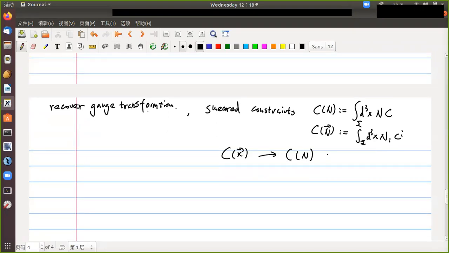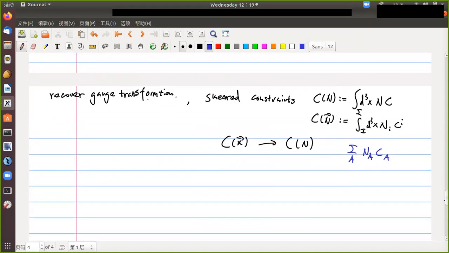Or this C of n, you can see the discrete analog. This C of n relates to, for example, summing over a of n^a C_a. So this a is like the analog of this x, but a is a discrete label, and this n has a discrete label as well. So this is a discrete analog of C of n that can help you understand what is going on here. Okay, so now let's compute the following quantity. Let's consider this kind of perturbation of Q and P.